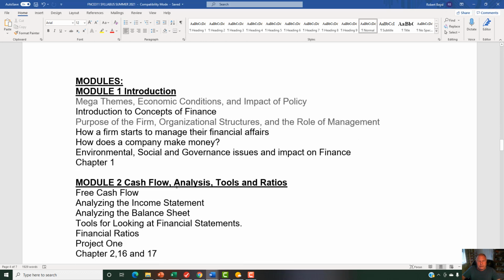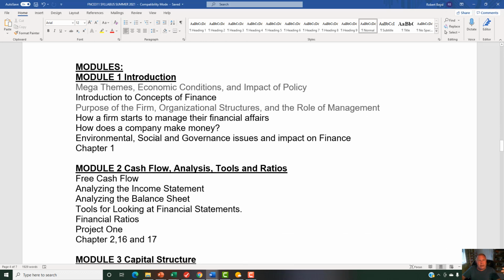What we're going to look at is its modules. Introduction, where we'll take a look at these mega themes, economic conditions, impact of policy. What are some of the key concepts of finance? What's the purpose of the firm, organizational structures, and what's the role of management? How does a firm manage their financial affairs? How does a company make money? Environmental, social, and governance issues: what are they and how do they impact finance?